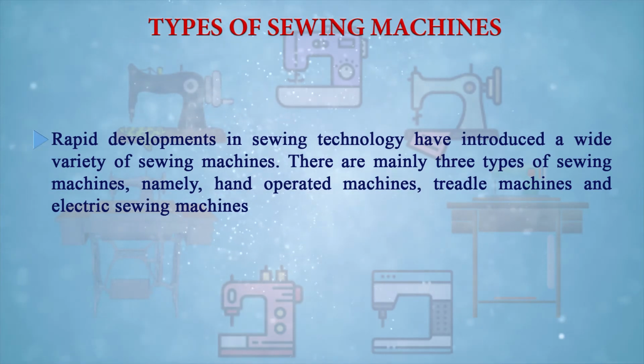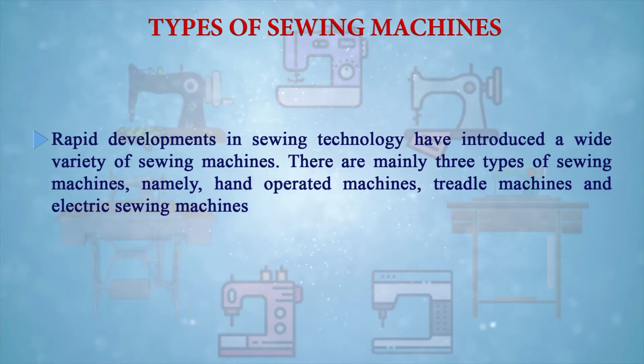So first let us discuss how many types of machines are there. Types of sewing machine: rapid development in the sewing technology has introduced a wide variety of sewing machines, because the garment industry or the fashion industry is very wide and very frequently developing. With the rapid development in sewing technology, we have to produce numbers of garments, and we have to develop different fashions very frequently and very rapidly.